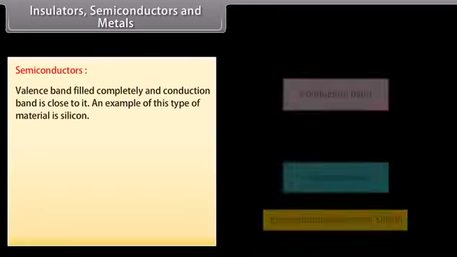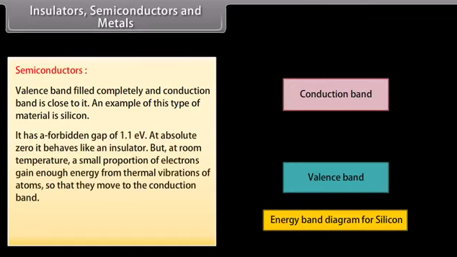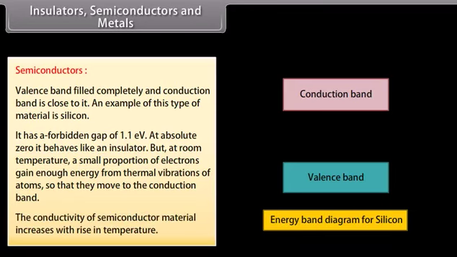Semiconductors. Valence band is filled completely and conduction band is close to it. An example of this type of material is silicon. It has a forbidden gap of 1.1 electron volts. At absolute zero it behaves like an insulator. But at room temperature, a small proportion of electrons gain enough energy from thermal vibrations of atoms so that they move to the conduction band. The conductivity of semiconductor material increases with rise in temperature.